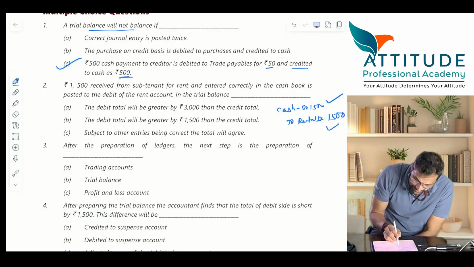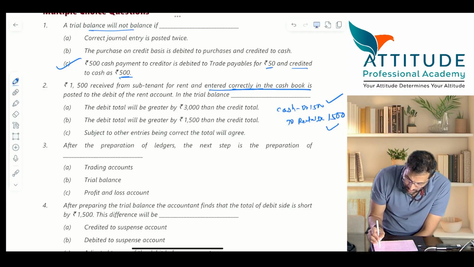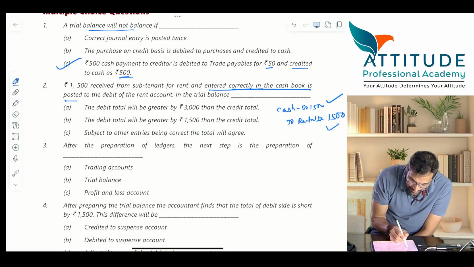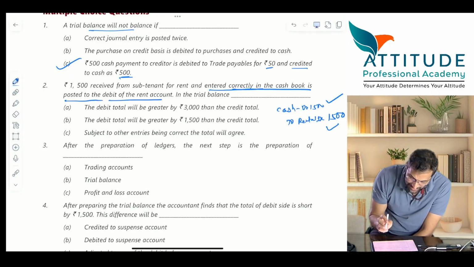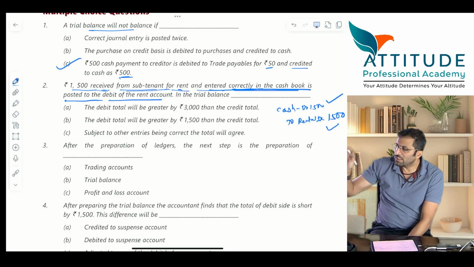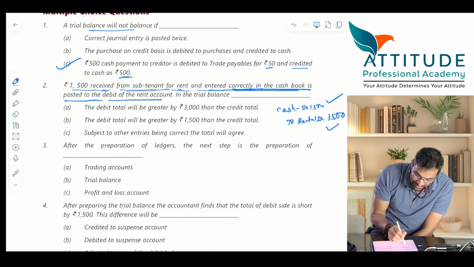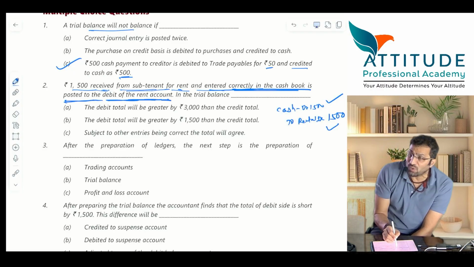But इधर क्या किया देखो, correctly entered in cash book as cash book is posted to the debit of rent account. I repeat, received 1500 from subtenant for rent and entered correctly in cash book. So cash account is debited. What account should be credited? Rental income. But what account is once again debited? Posted on the debit side of rent account.